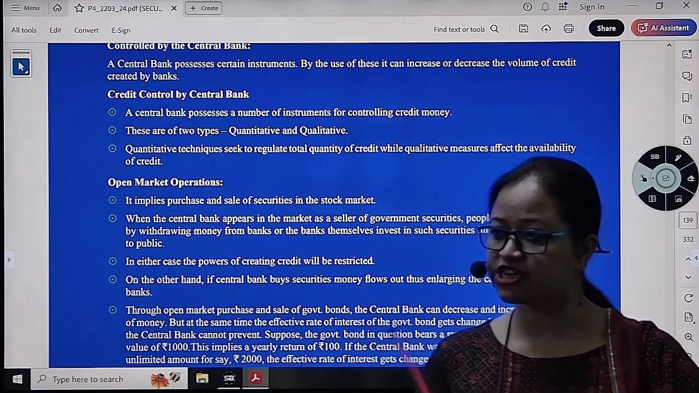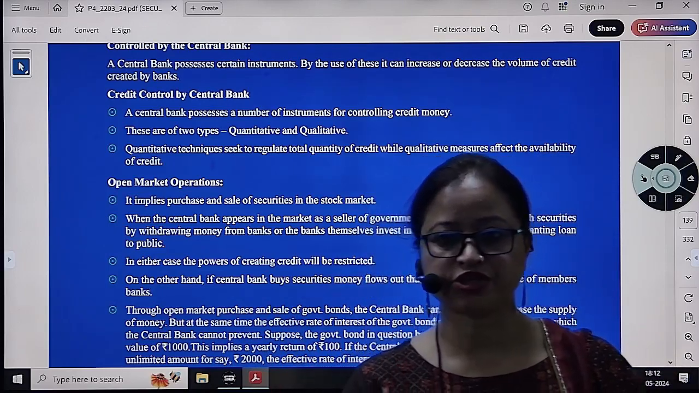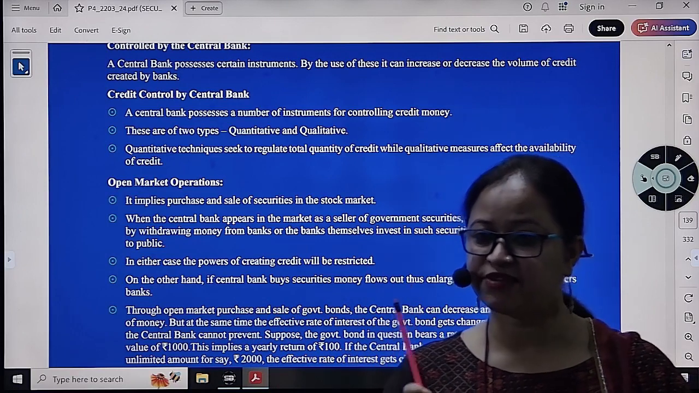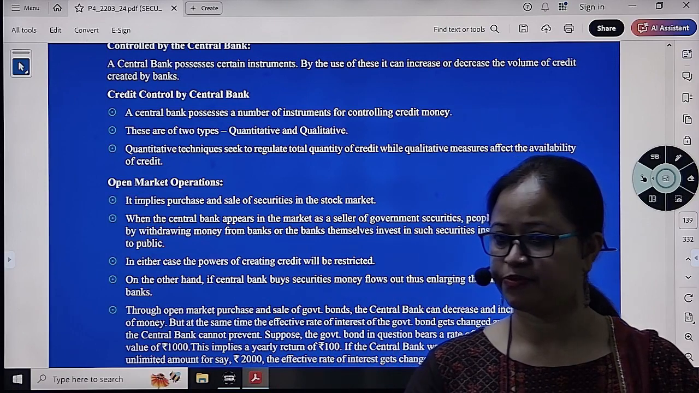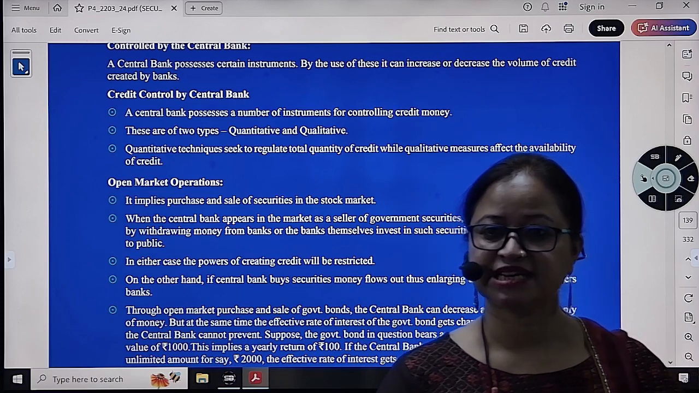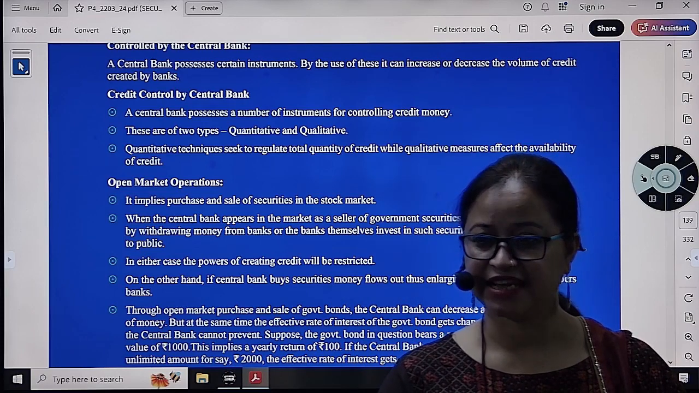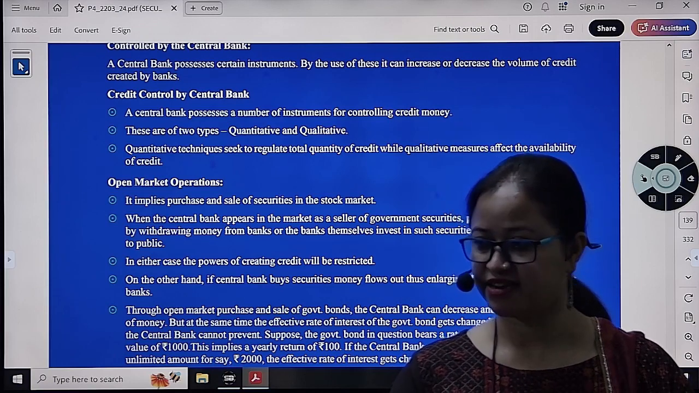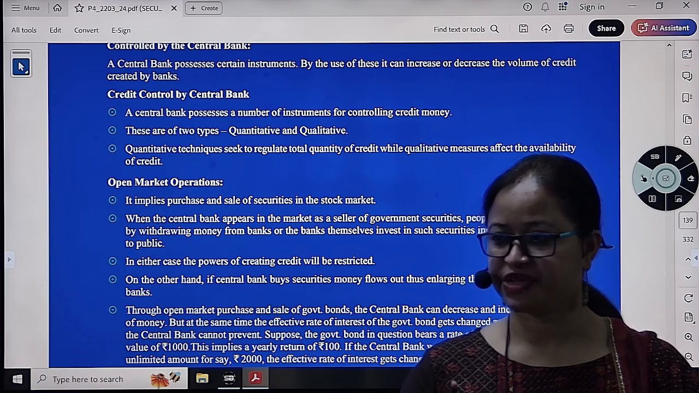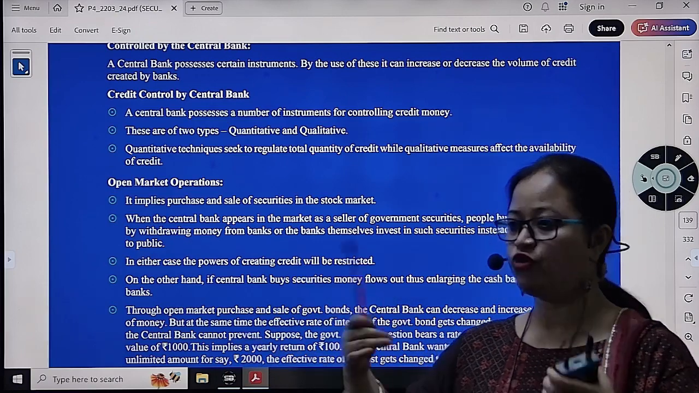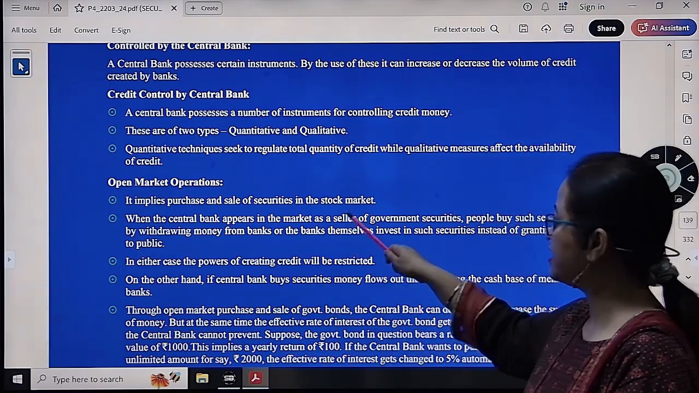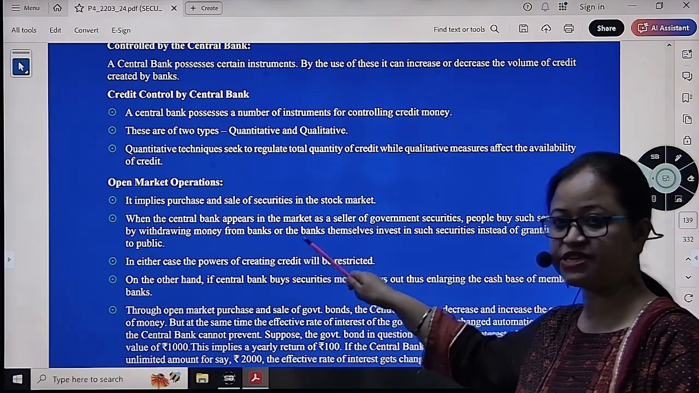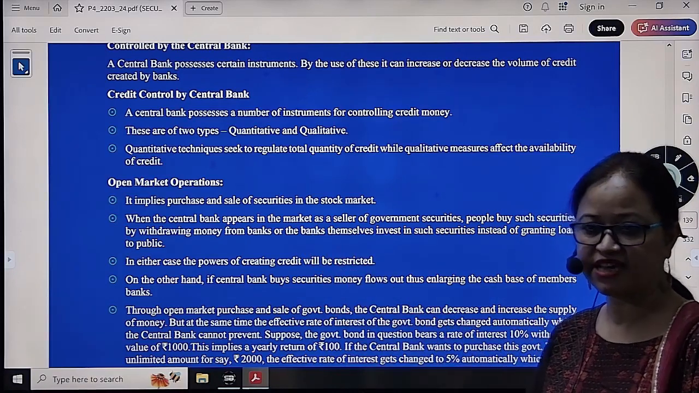So see, what is open market operation? Open market operation is buying and selling of government securities. Now, if the central bank wants to control credit, what will they do? Sell or buy? They will sell, right? And we can say vice versa: they will sell if the central bank wants to control credit. If the central bank wants to supply more money, then what will happen?